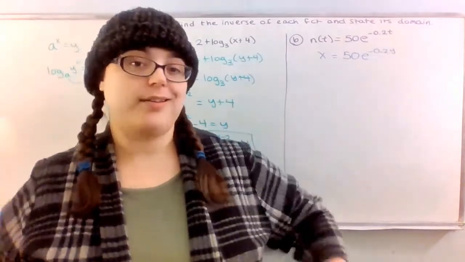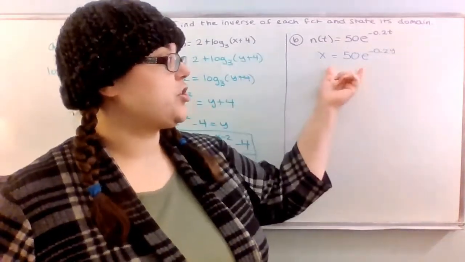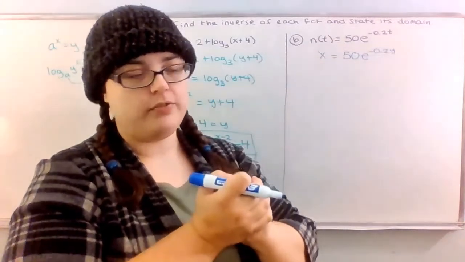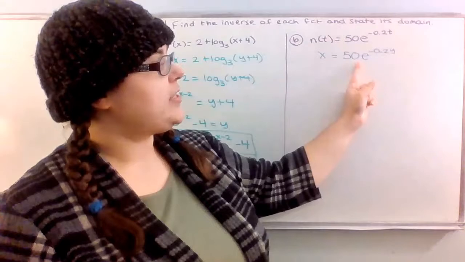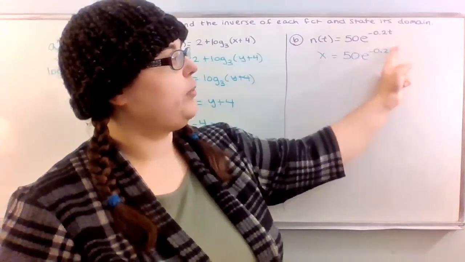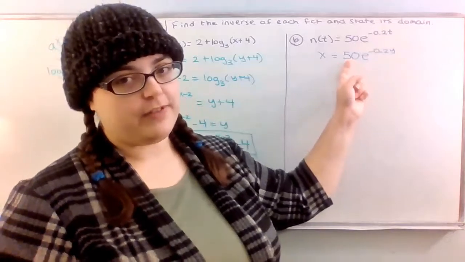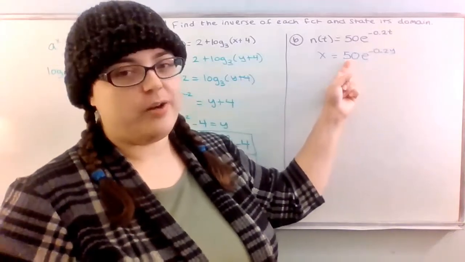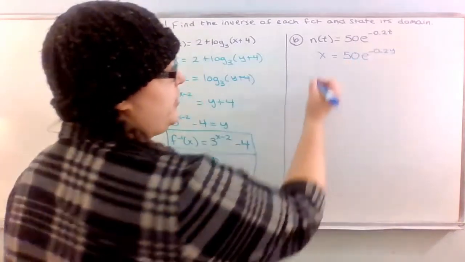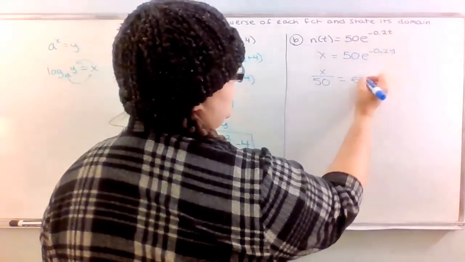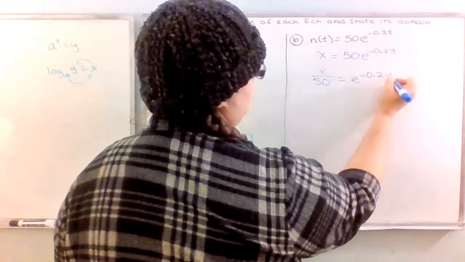Okay, when you are trying to find the inverse of a function like this one, your goal is to get the exponential piece all by itself. So what I mean by that is the e to the minus 0.2y. We want to get that piece by itself first. So that means we have to do something with this 50. So let's divide both sides by 50. When I do that, I get x over 50 is equal to e to the negative 0.2y.